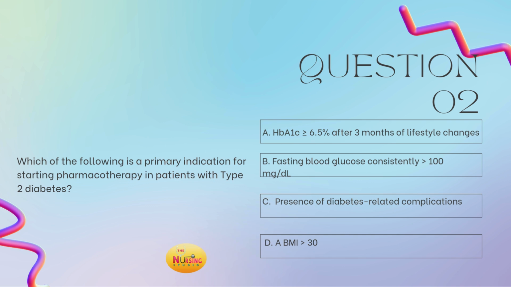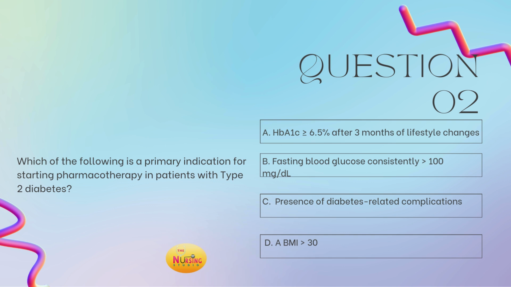Is it B, a fasting blood glucose consistently greater than 100 milligrams per deciliter? C, presence of diabetes related complications? Or D, a BMI greater than 30? Take a moment to tell me what you got.